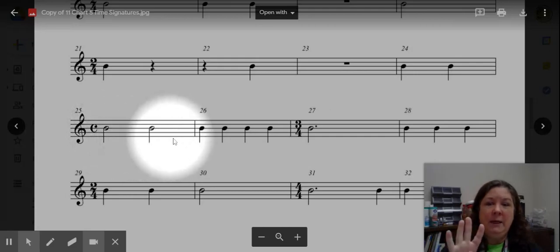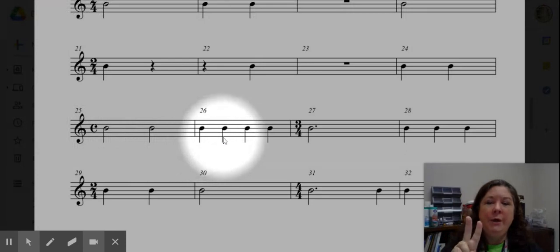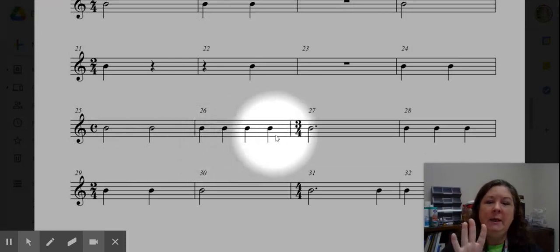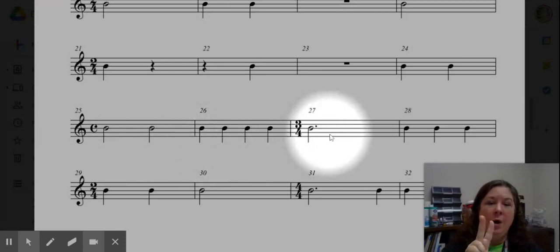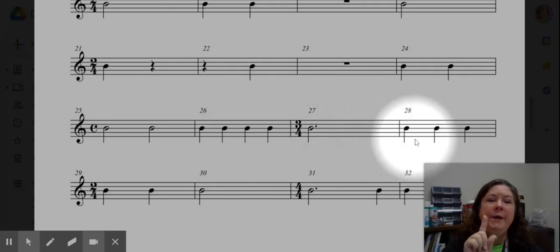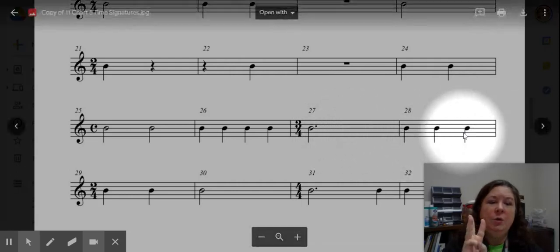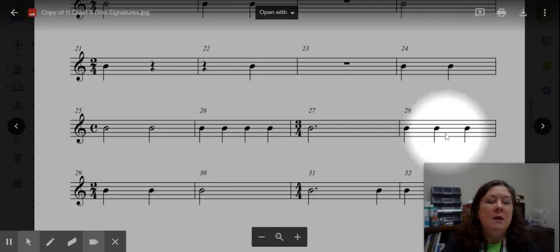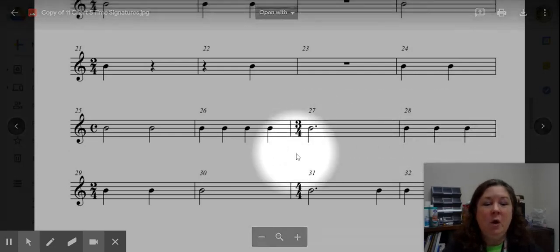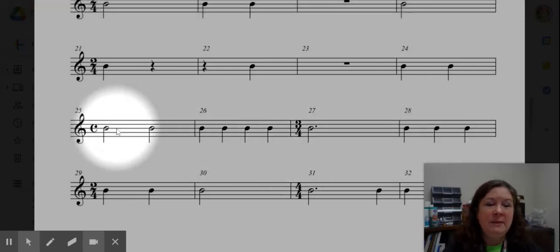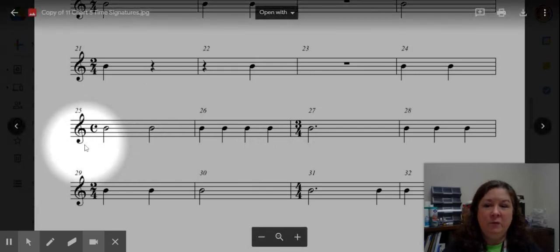1, 3, 1, 2, 3, 4, 1, 1, 2, 3. So feel free to stop this video and go back and do that again as many times as necessary until you feel comfortable counting in different time signatures.